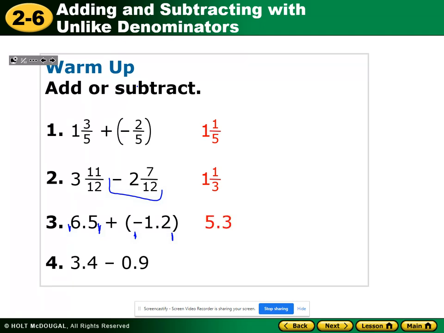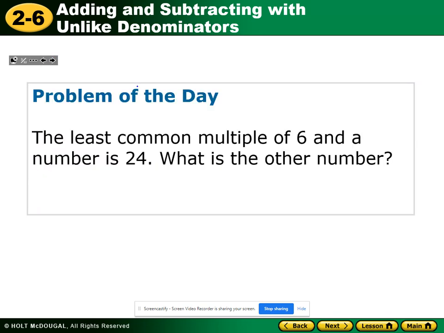All right. This one, positive. This one, negative. We look at the sign in front of it. So we subtract, and that would be 2 and 5/10. We get our answer.